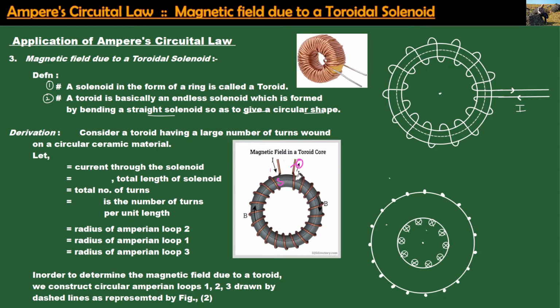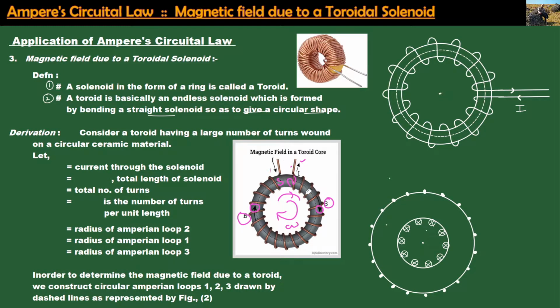And the end of the solenoid where the current leaves, indicated by this arrow, will behave as the north pole. So the direction of this magnetic field is indicated by these arrows. As per this current flow, the direction of the magnetic field will be clockwise.